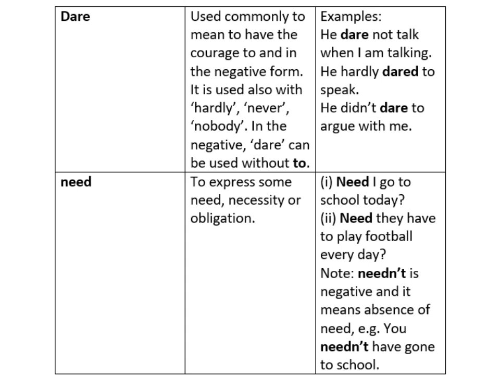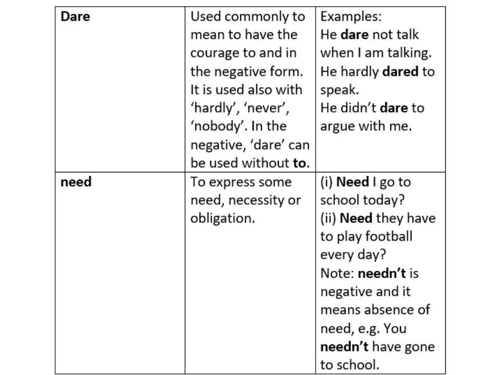Ought to, the examples. He ought to have studied hard for the examination. Another example, she ought to have gone to bed by now.